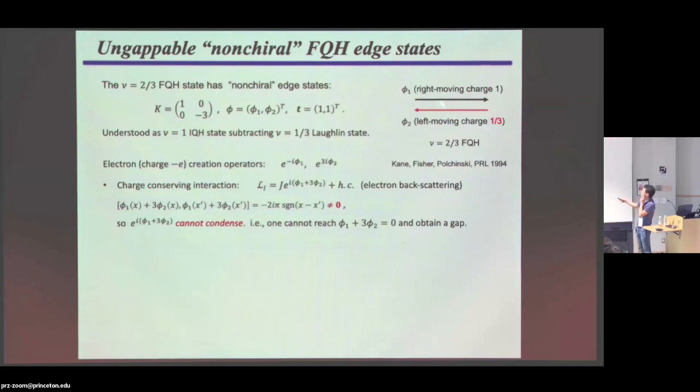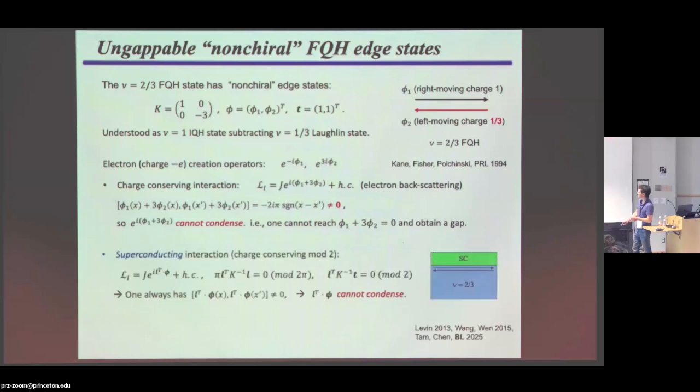But basically the question is whether you can add a mass term between these two modes to gap out these edge states. And the answer is no. That's the simplest example of a fractional quantum Hall state that's ungappable, even if it looks non-chiral. The essential point in this theory is that the interaction I add here is charge conserving. If you want to conserve charge, you have to create the electron and annihilate the electron, and that's the leading term, so you only have this choice.